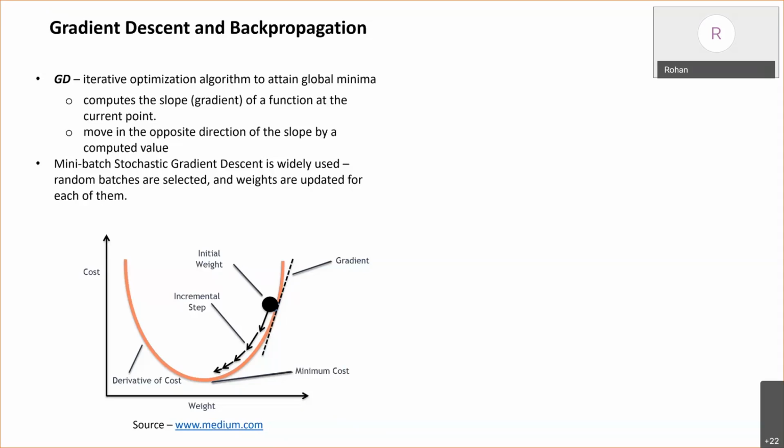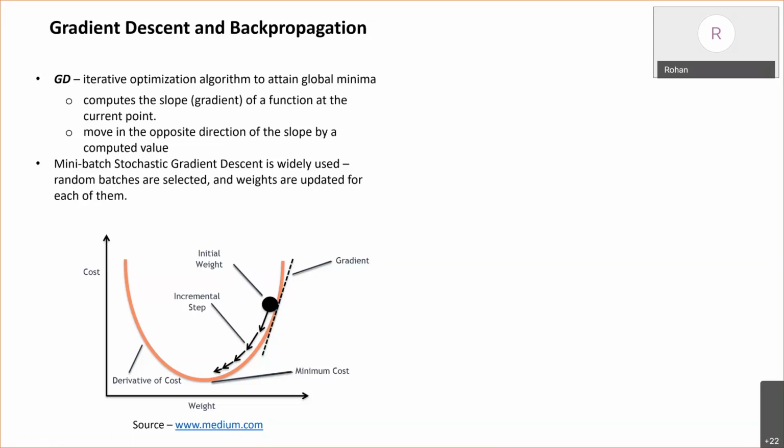First, it computes the slope of a function at the current point. If you can see the diagram at the bottom, this black point is where we are currently. This big black circle is where we start, and we want to take the gradient descent route. So we compute the slope of the function at this current point. This dotted line forms the gradient or the slope of this function at this current point.